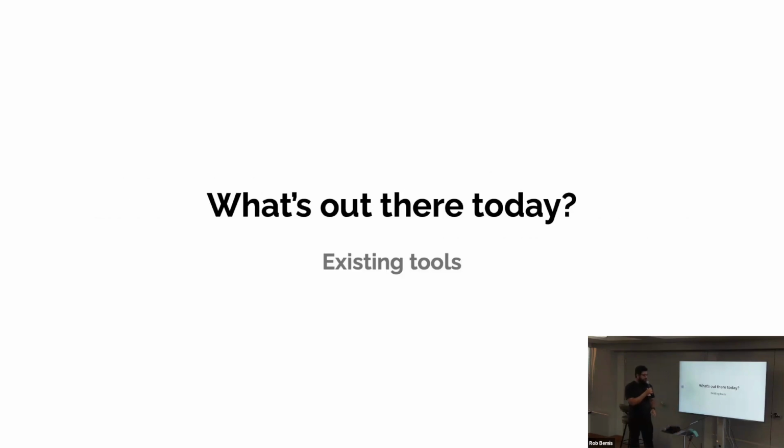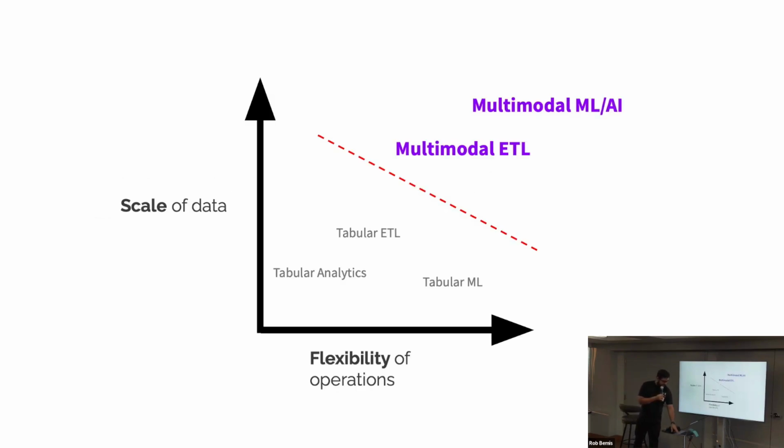So what's out there today? The way I think about this is in 2 dimensions. In 1 dimension, you have the scale of your data. This is just, how much data do I have? Do I have something I can fit on a laptop, or do I need something like cloud storage? And the second dimension is, what is the flexibility of operations? Can I just do stuff like lower string and add 2 numbers, or do I need to run complex models, tokenize my input, maybe resize some images?